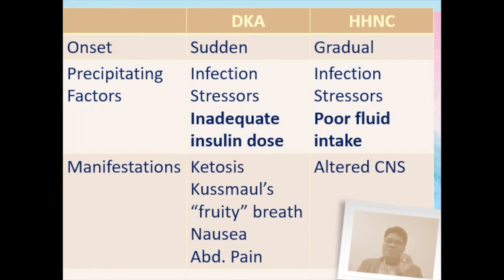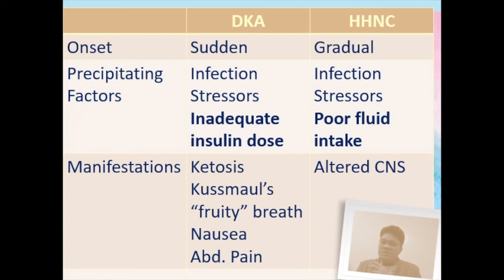Okay? Now, class, I would like to have a comparison between your DKA and your HHNC. Okay? I would like to give credit again to the Book of Saunders for this summary. Now, class, your DKA, okay, onset. So, the onset of your DKA is sudden. Compared to your HHNC, the onset of which is gradual. The precipitating factors, okay, are related to infection and stress. Okay, for your DKA, it's usually the inadequate insulin dose. For your HHNC, it is also related to your poor fluid intake.